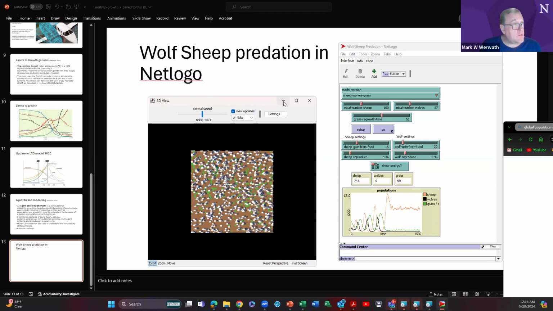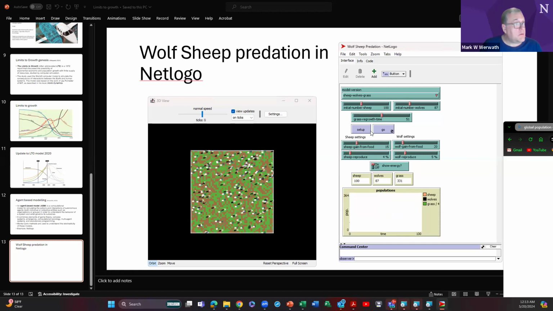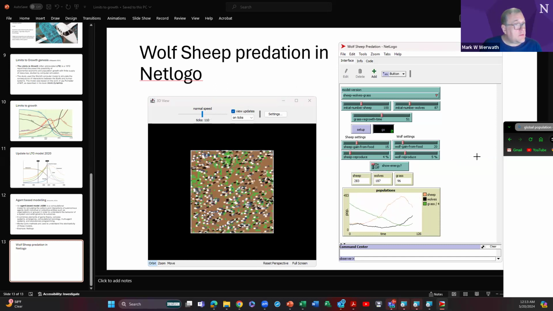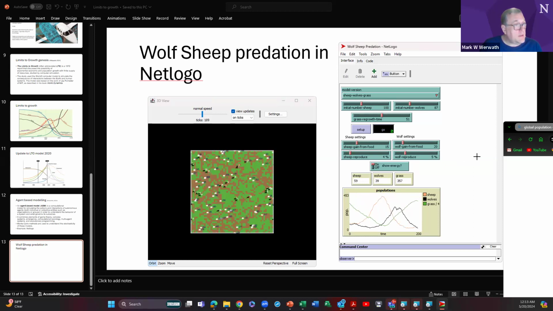So I'm going to start with an initial state of roughly 100 sheep, 87 wolves, with relatively low reproduction rates for the sheep and the wolves, and also some, I guess, pretty robust gains from food for both the sheep and the wolves, as you can see here, of 15 and 20. These sliders can be adjusted, but let's take a look to see what would happen if we model this over any period of time. So that's the initial state. Let's hit go.